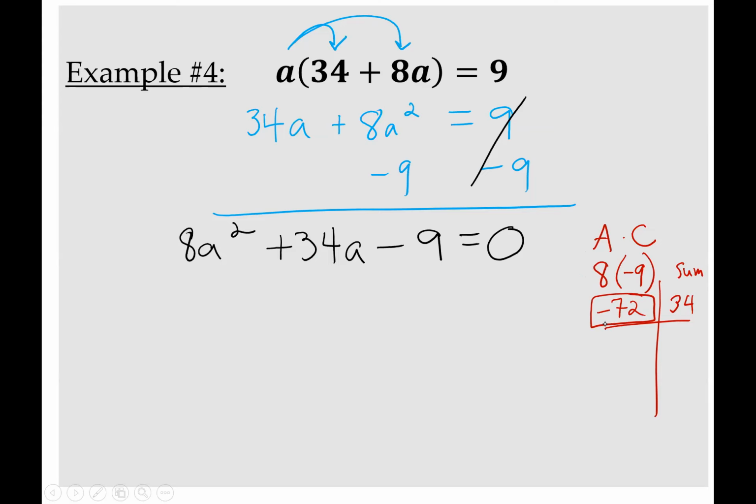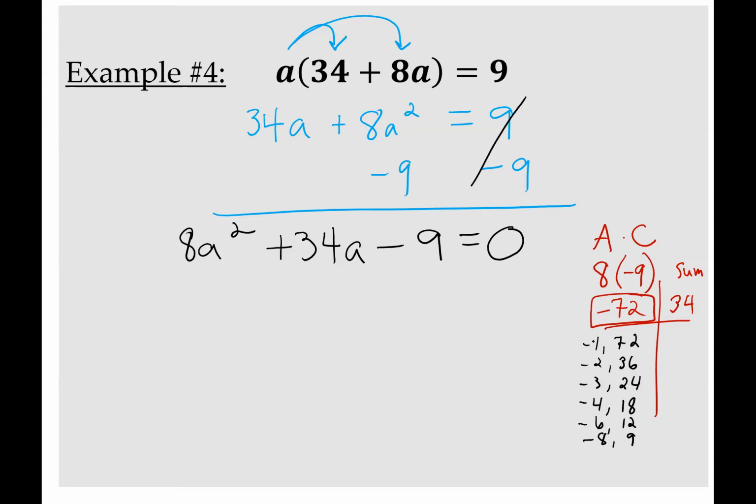Now remember, our product here is negative, so as I'm making a list, I would want my numbers to have opposite signs. If they're going to have a positive sum, I'm going to make the bigger number positive. So maybe I'd start with -1 and 72, -2 and 36, -3 and 24, -4 and 18, 5 doesn't go in, -6 and 12, 7 doesn't go in, and then -8 and 9. Okay, so that's a nice long list. These are factors of -72. We need the ones that have a sum of 34.